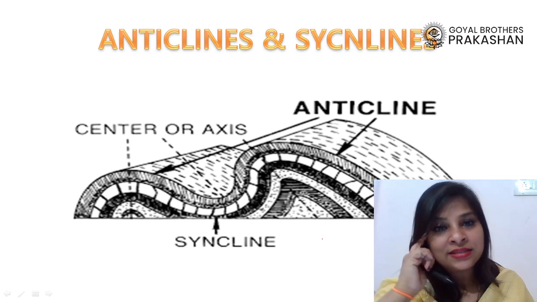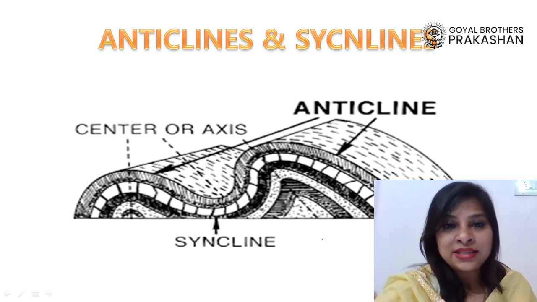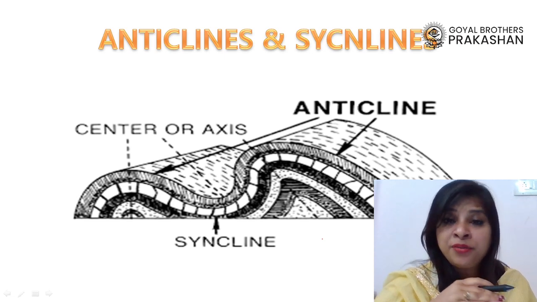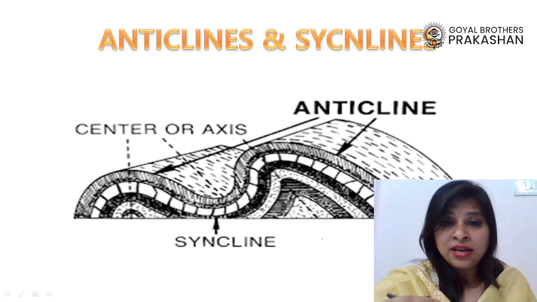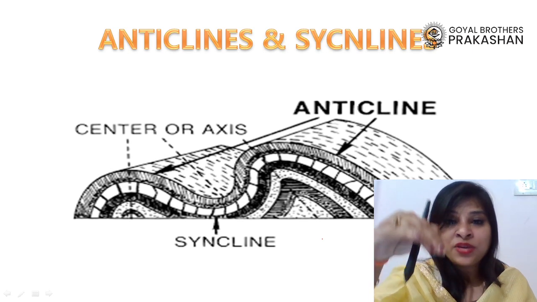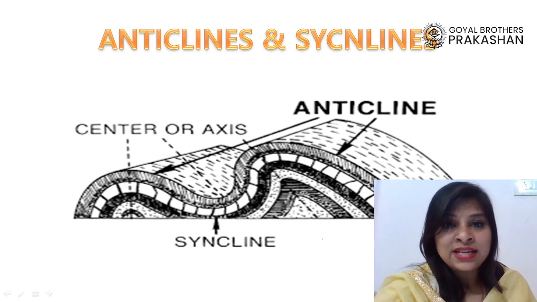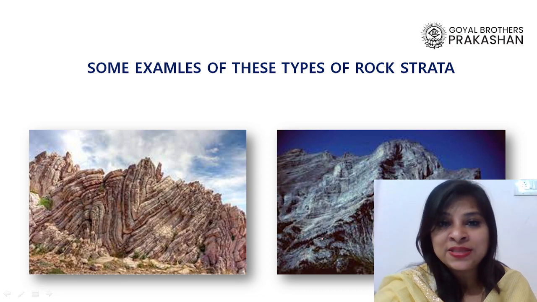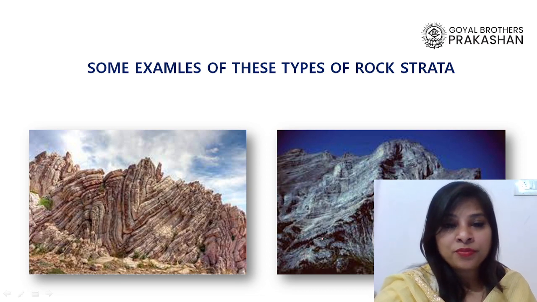Anticlines and synclines. Now what do you mean by anticlines and synclines? When a river or anything, even a hill, moves like this, the shape is wavy. Anticline means when it comes up, syncline means when it sinks down. Some examples of these types are in rock strata. You can see the layered rock strata, and the anticline and syncline way.